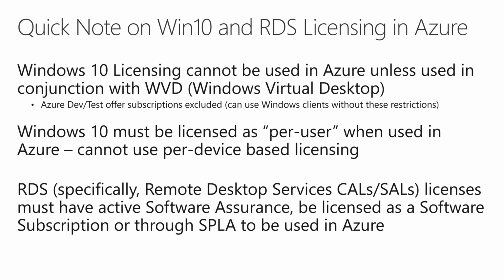But you cannot just run Windows 10 or 8 or 7 or whatever in a normal Azure subscription unless it is specifically used with WVD. And that's part of licensing terms and everything. And if it is part of the WVD, the Windows 10 must be licensed as per user when used in Azure. You cannot use per device-based licensing. Again, more tied to WVD in terms of has to be assigned to the user. It can't be the traditional kind of assigned to a device type licensing for it to be in compliance.